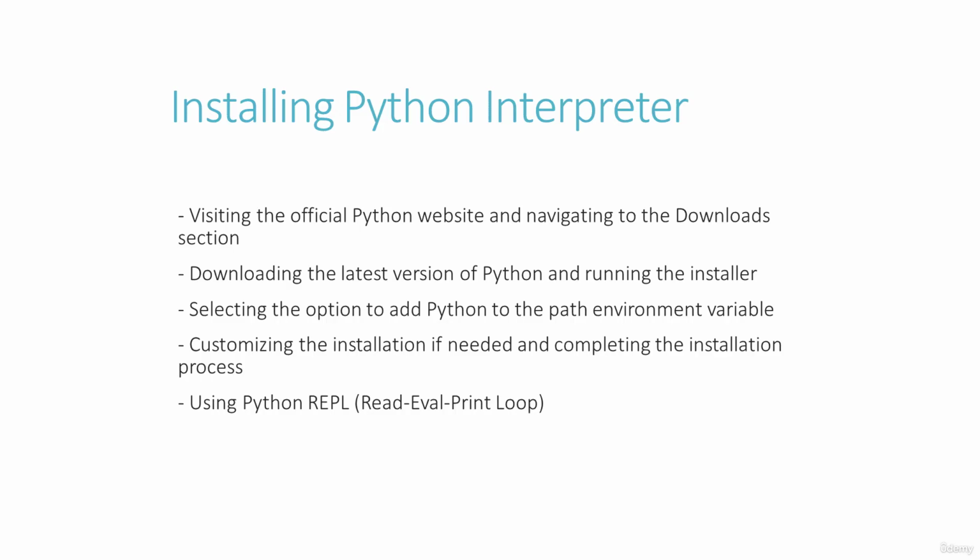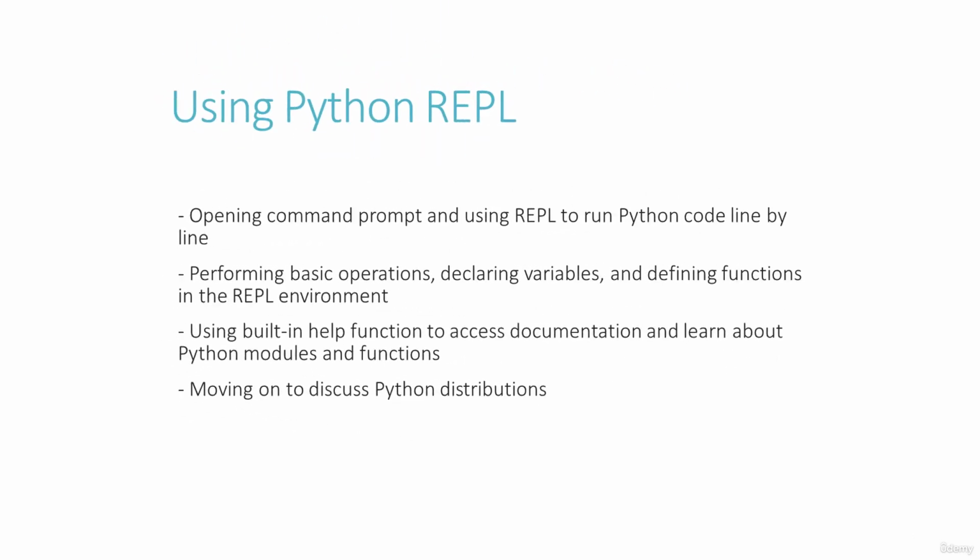The next step will be using Python REPL. REPL is read eval print loop. So we'll open command prompt and use REPL, which allows you to run Python code line by line and see immediate results. You can perform basic operations, declare variables, and define functions in the REPL environment. And you can use built-in help function to access documentation and learn more about Python modules and functions.